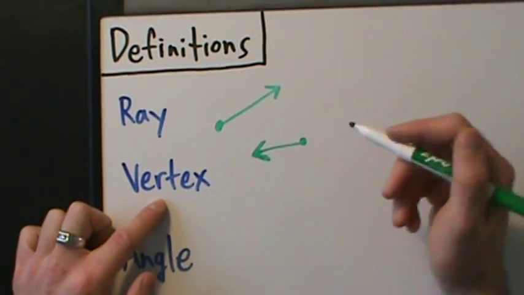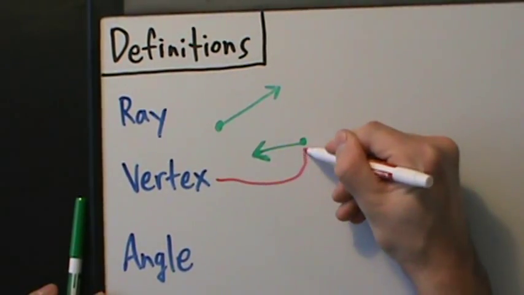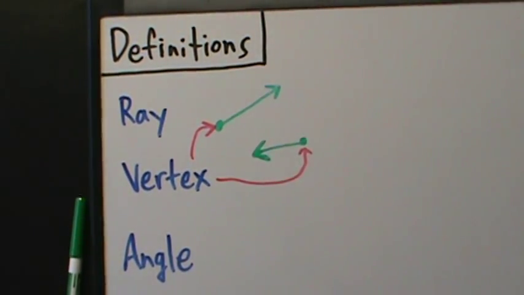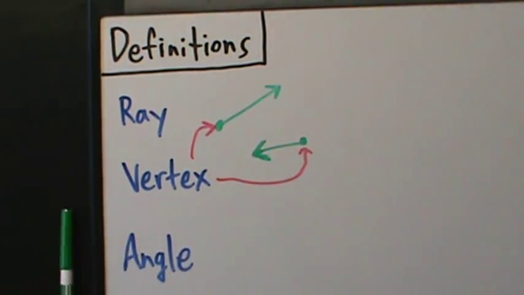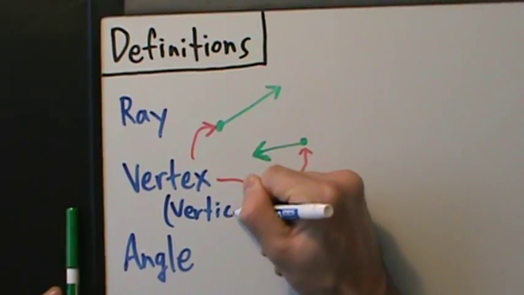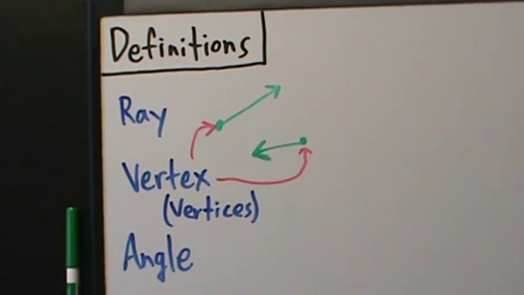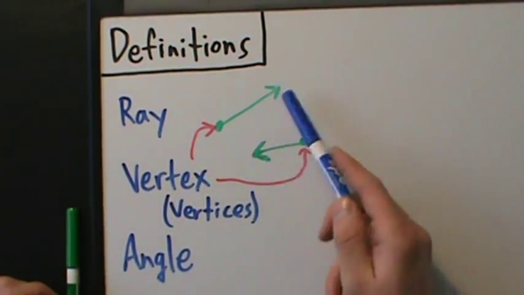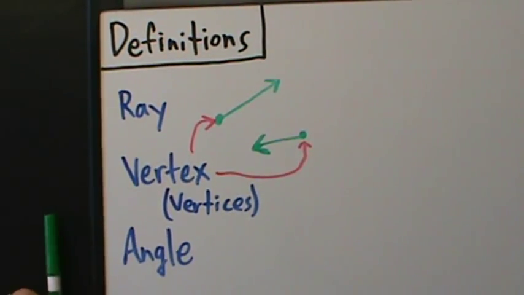So a vertex is this point right here. This right here is the vertex of that first ray we drew. Rays and vertices, the plural of vertex is vertices. Let's write that down. Vertices is the plural there. So rays and vertices kind of go together like that. The vertex is part of the ray. Okay, so that's a ray and vertex, and then angle.